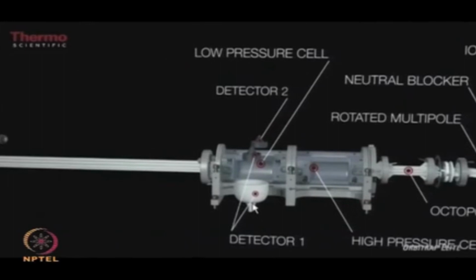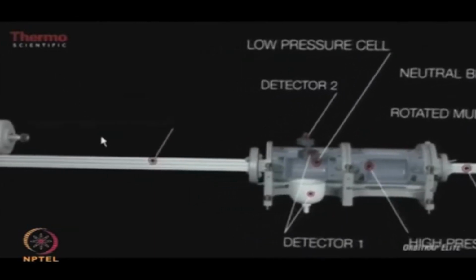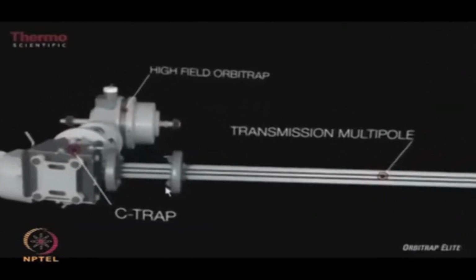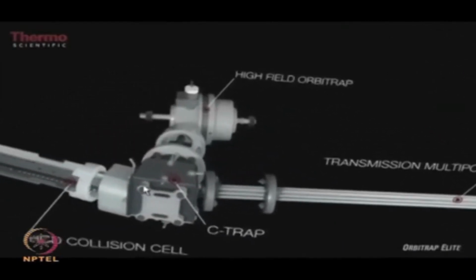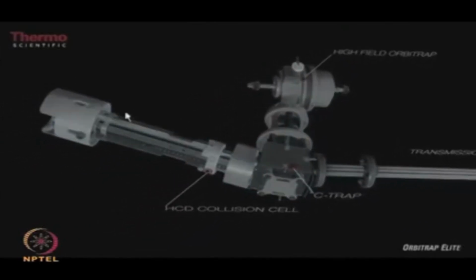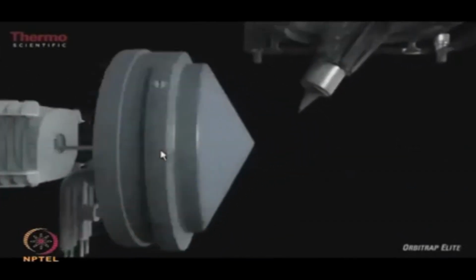Then on the radial there are two detectors, detector 1 and detector 2, which, when you work with the linear trap, can be used for detection of ions from the linear trap. From the linear trap it goes to the transfer optics. Then we have the C-trap, which dynamically squeezes the ions into a packet and allows the ions to go into the high field Orbitrap. Then you have the HCD cell.